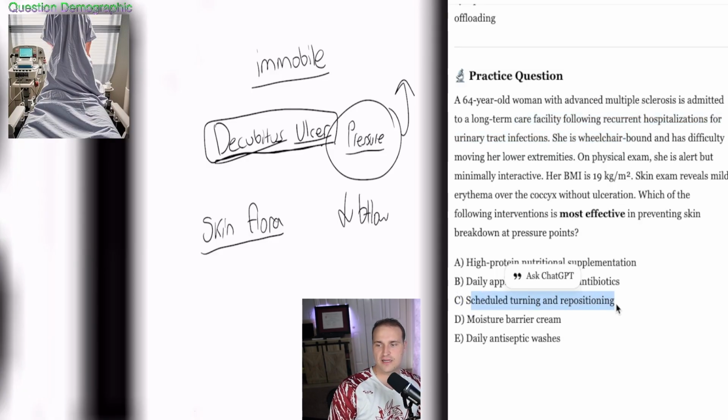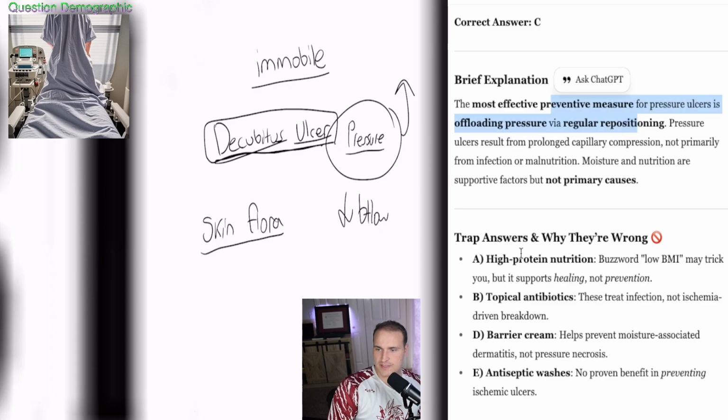And you need scheduled turning and repositioning. So the answer is C, you got to reposition. Just because of the low BMI does not mean high protein malnutrition. You should instead think about what the question's exactly asking. Topical antibiotics, that would treat the infection, not the ischemia. Barrier cream helps with moisture, but not preventing necrosis caused by ischemia. Antiseptic washes, nah, that would not prevent ischemic ulcers.